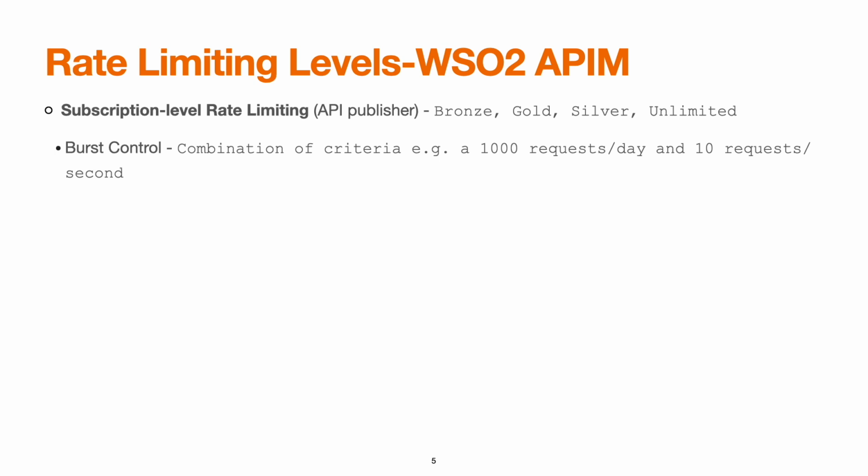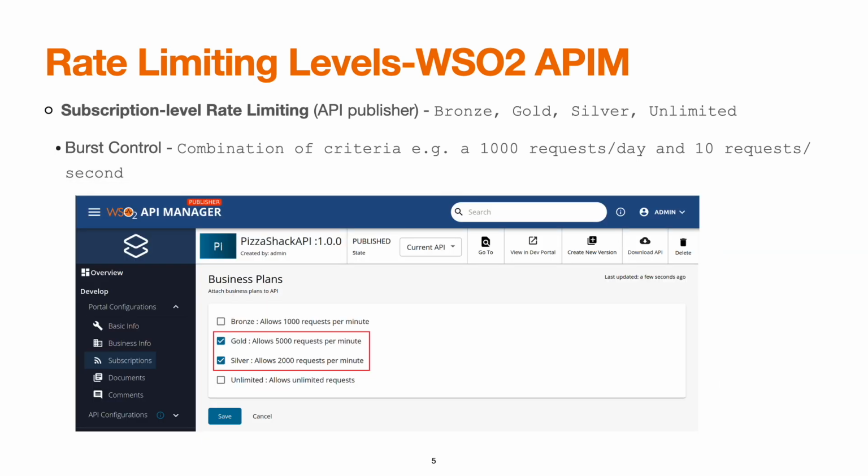And we can also apply a burst control, which is a combination of criteria. For example, 100 requests per day and 10 requests per second. So overall, the daily quota would be 1000 requests per day, but not more than 10 requests per second would be allowed. This is a sample screen of the publisher portal, through which we can configure the subscription level rate limiting for the API.